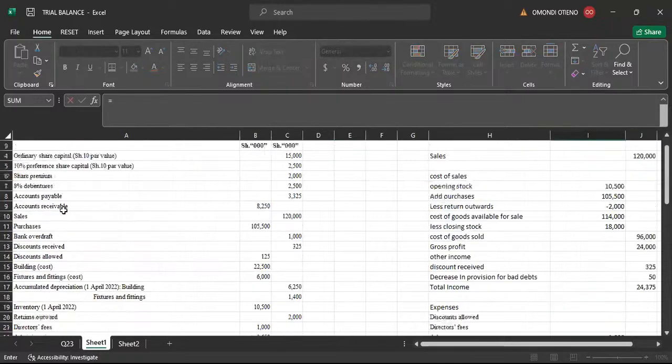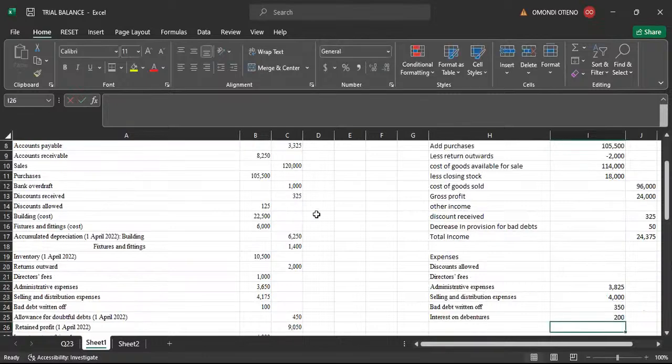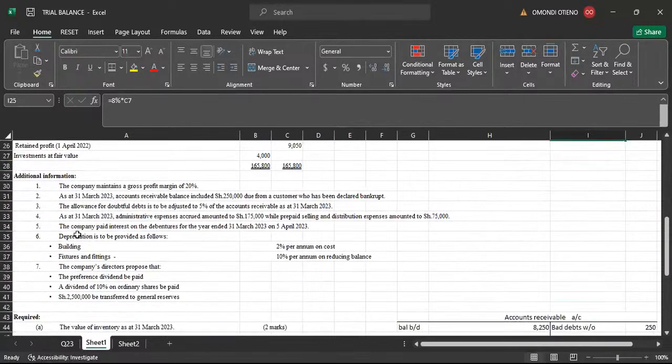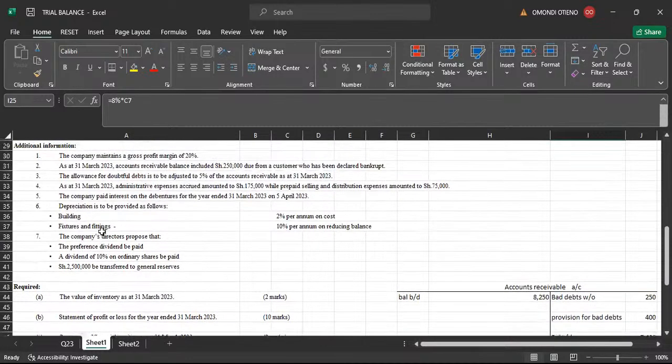So debentures here, we are told that the debentures value is 8%. 8% is the interest rate of the debentures value, which is 2,500. So that entire interest is accrued. So this one will also be a liability. Then we have depreciation is to be provided as follows. So let's deal with this depreciation, and then we come to these other simple things that are down here.